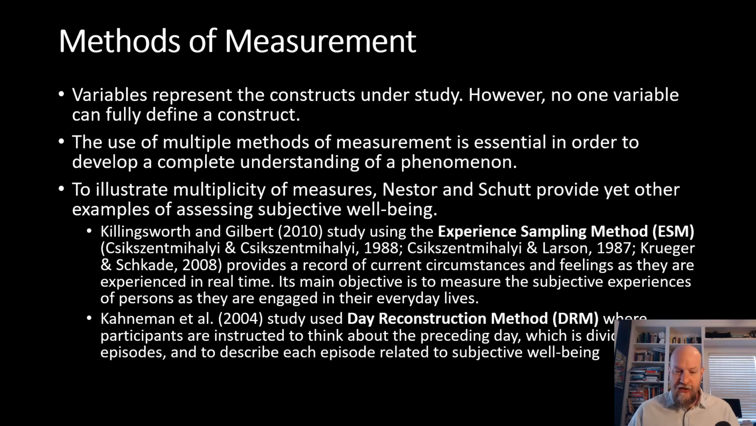There's a couple of examples that they have. We started off by mentioning Diener's Satisfaction with Life Scale, the SWLS. These are two other methods that have their own abbreviations. There's one called the experience sampling method, which was developed by personality psychology researchers. This is where the person provides a record of their current circumstances and the feelings they are experiencing in real time. So at certain points during the day, either in a structured way or a random way, the person is asked to make some report about what they're experiencing in real time.